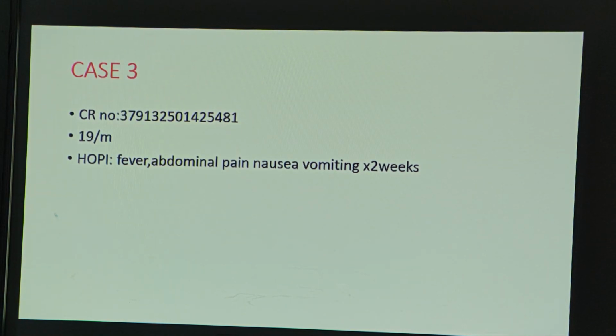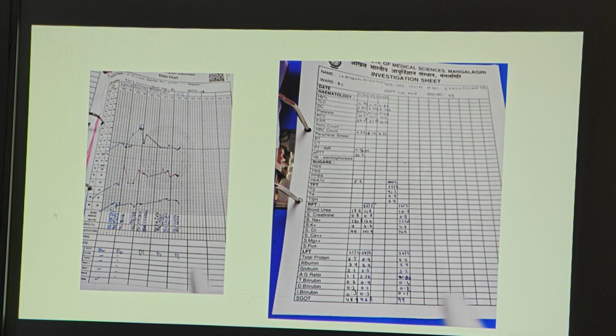Coming to the third case, this is a 19-year-old male, an engineering student. He presented with fever, upper abdominal pain, nausea and vomiting for 2 weeks duration. He had a history of travel to Chennai and took some food from outside. So he presented with AFI features to casualty. This is the fever chart of this patient. You can see in between some fever spikes are there, and the counts are almost 11,000 to 12,000.